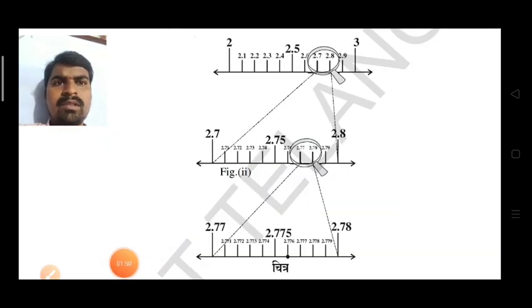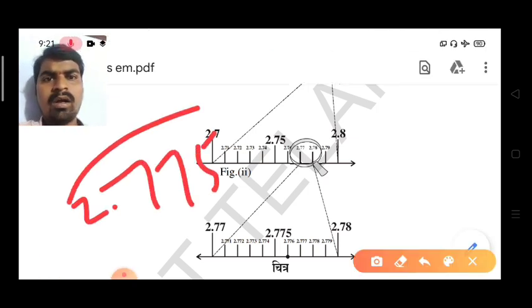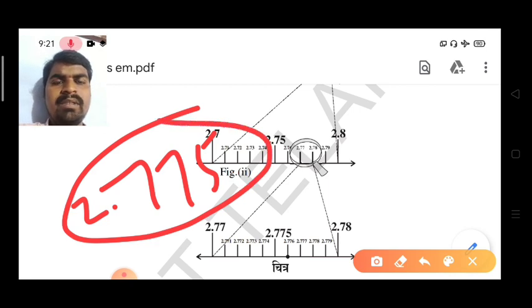Here the first problem: represent 2.775 on the number line by using successive magnification. So how to start? How many digits are there after the decimal point? Here 775, so there are three digits. So there are three steps to complete this diagram.